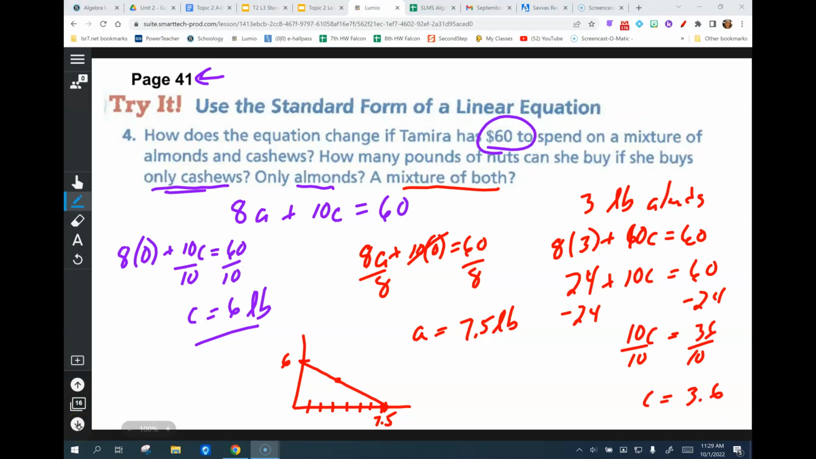So if I picked 3, because I'm just looking at a sketch, I came up with, if I picked 3 pounds of almonds, I'm going to have 3.6 pounds of cashews. Okay, which is great if you're in a math class, but if you go to a store and ask for 3.6 pounds of almonds, they might look at you strange. But that just gives you an idea on how you can do it.